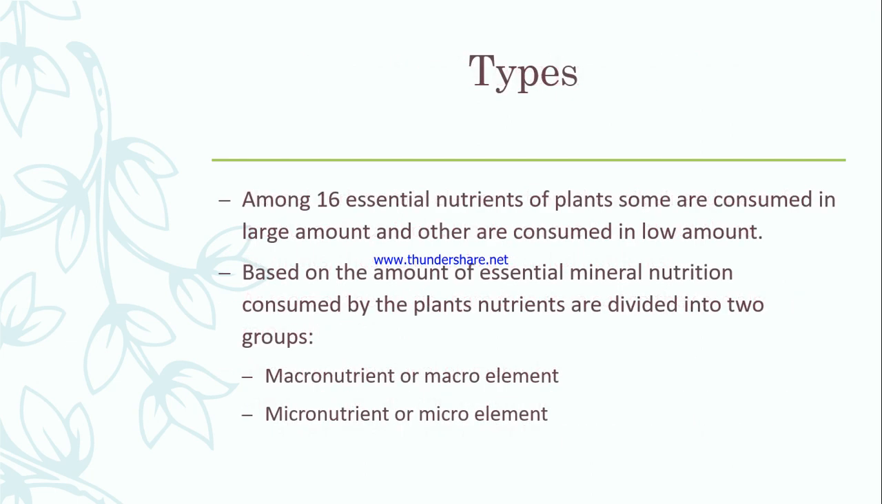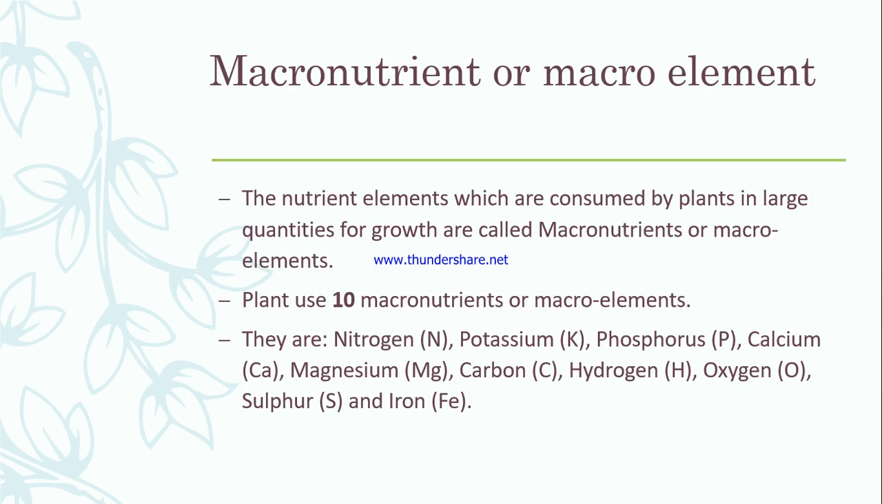Now we have to learn the types. Among these 16 essential nutrients, plants consume either a larger amount or a smaller amount. So based on the amount of essential mineral nutrition consumed by the plant, nutrients are divided into two groups. One is macronutrients or macro elements, another is micronutrients or micro elements. There is a slight difference in spelling. The nutrient elements which are consumed by the plant in a large quantity for growth are called macronutrients. Among the 16 essential, 10 are considered macronutrients.